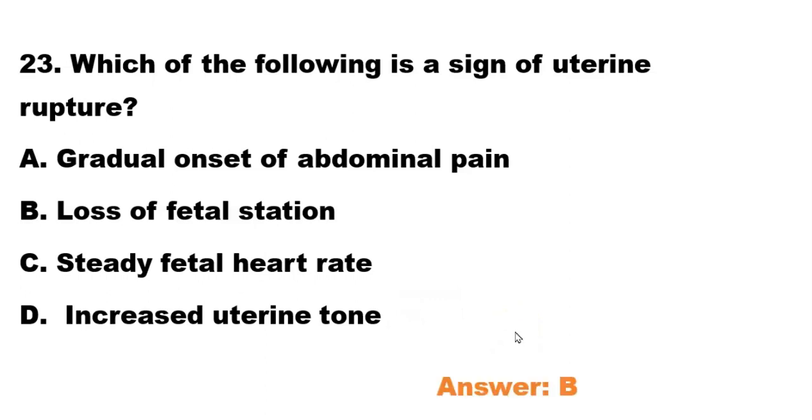If you said B, you have got it, because loss of fetal station, or the fetus moving back in the pelvis, is the key sign of uterine rupture. This is due to the fetus escaping into the abdominal cavity from the uterus. The fetus is escaping from what? From the uterus to what? The abdominal cavity. This results in loss of fetal station. Loss of fetal station is the sign of uterine rupture. The next question.